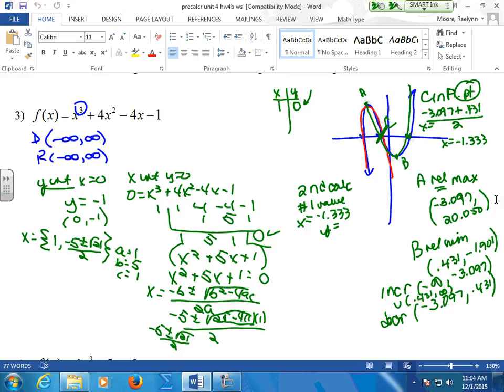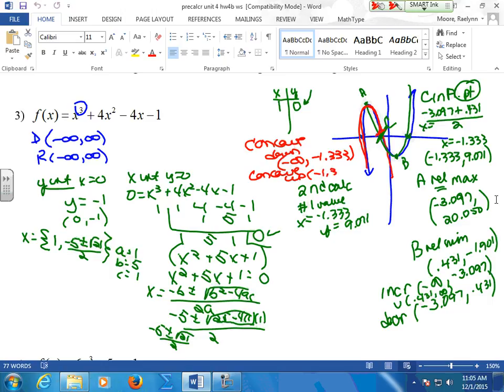So you put it in and you find your y to be 9.071. So you know your inflection point is negative 1.333, 9.701. Now, from this, I can do my concavity. So I'm making a cave down from negative infinity, stop at that x value. Then I changed my mind and I caved up from that x value.